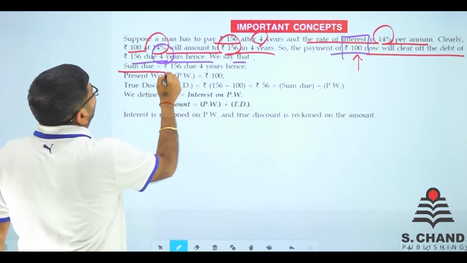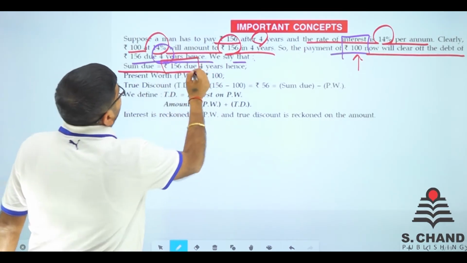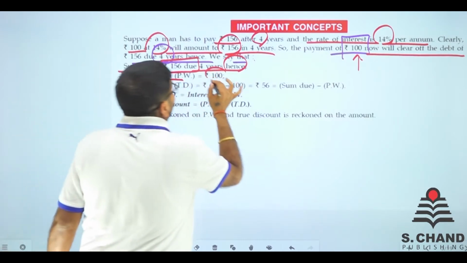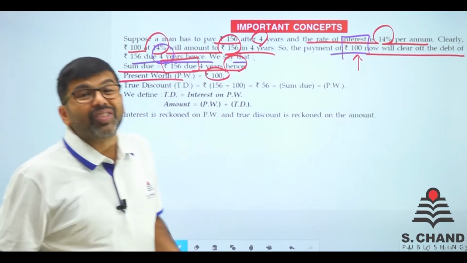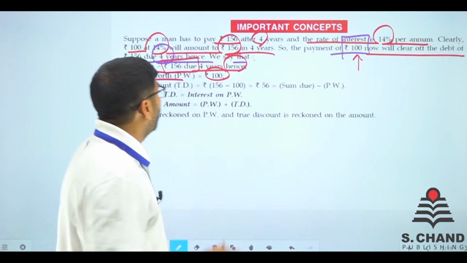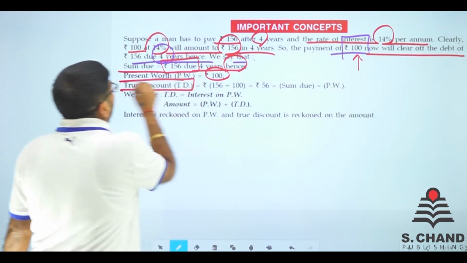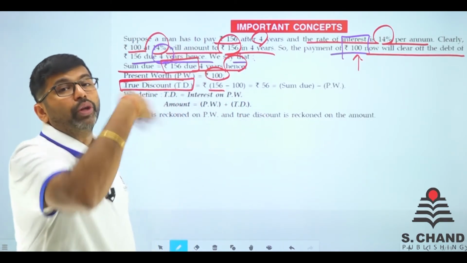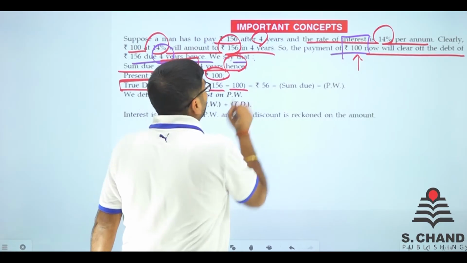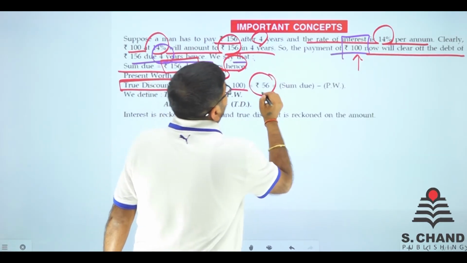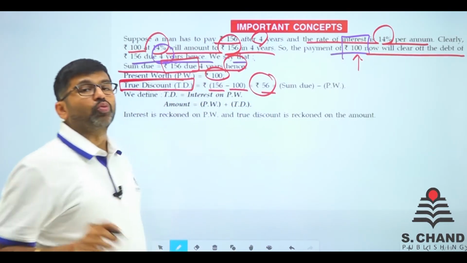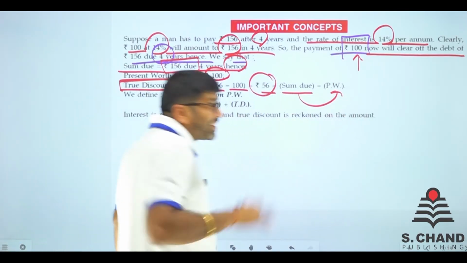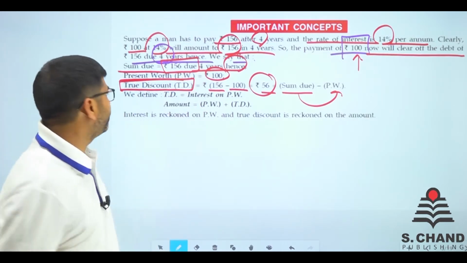So the sum due is 156, 4 years hence. The present worth is 100 rupees, just because of the 14% interest rate. So what is true discount? The true discount is 156, that is the sum due, minus the present worth, which is equal to 56. That is known as the true discount. True discount is the sum due minus the present worth of that amount.